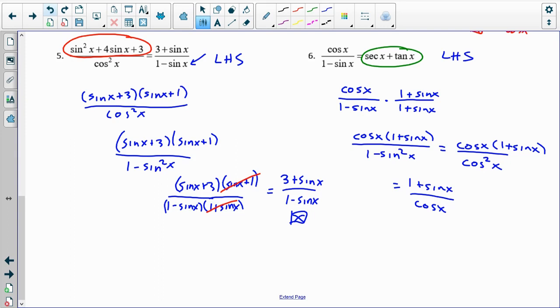This looks like I might be at a dead end, but remember, if I have the denominator as one term, then I can separate the numerator and keep the denominator in both terms. So I have 1 over cosine plus sine over cosine. 1 over cosine is secant x, and sine over cosine is tangent x. And that's exactly the right-hand side.